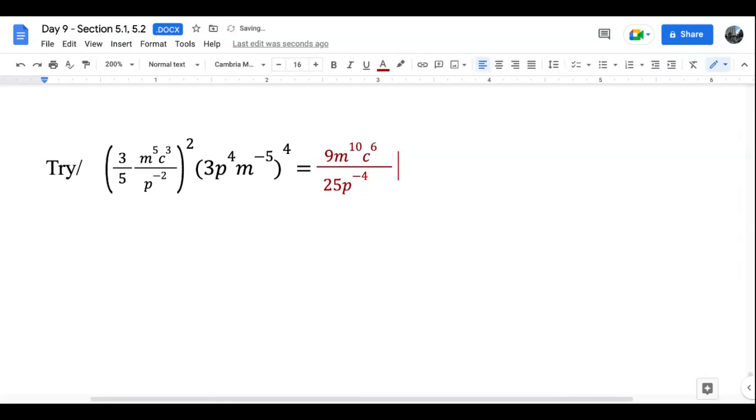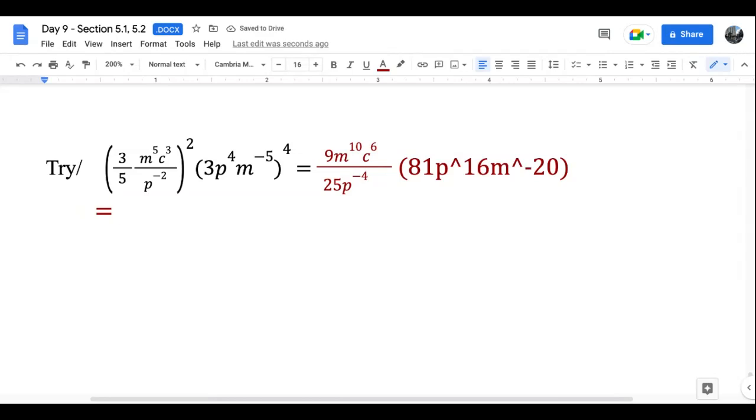Because 2 times negative 2, that's negative 4. Then on the side, I have 3 to the 4th power. 3 times 3, 9. 9 times 9, 81. P to the power 4 times 4, 16. M to the power negative 20. Right? Because 2 layers, I have to multiply them.